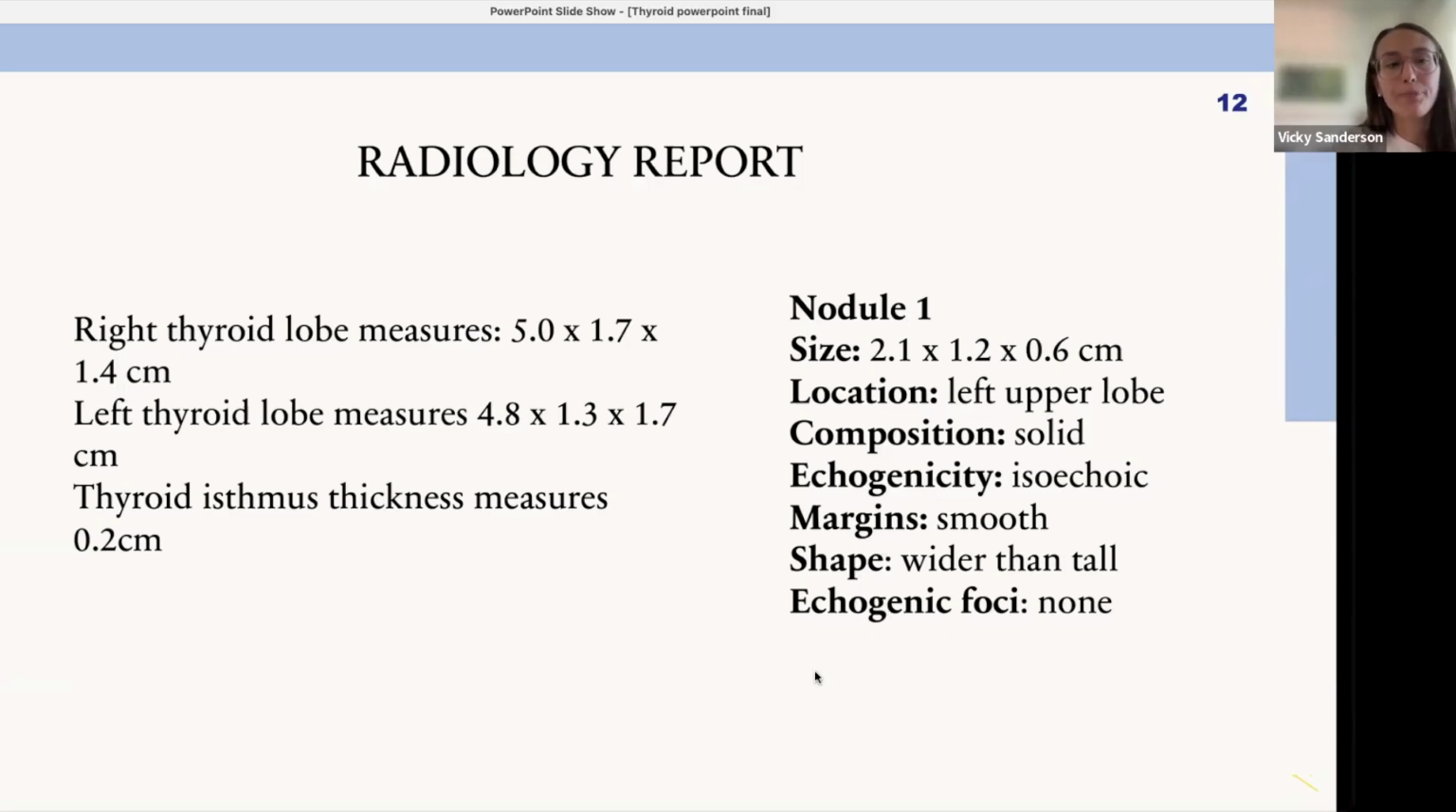So let's figure out what this means. Again, the radiologist will tell us what to do, but it's really nice for us to understand why this person is being recommended for a fine needle aspiration. Why is follow-up imaging ordered, right? It gives us more diagnostic confidence for follow-up and management, and for when to really consult an endocrinologist.